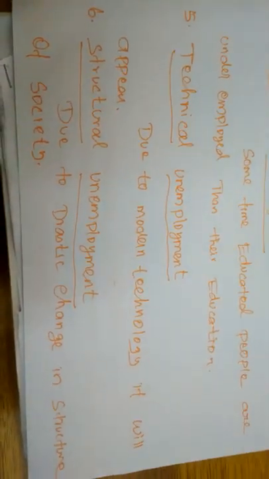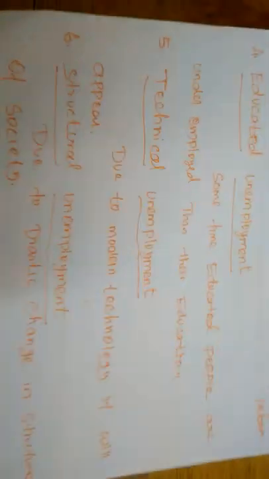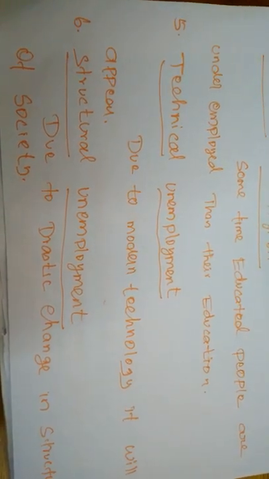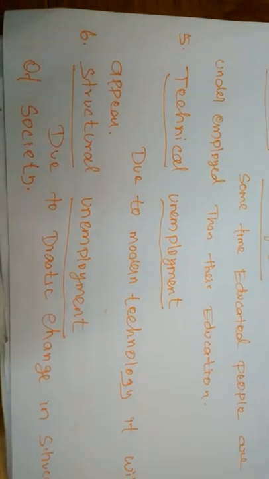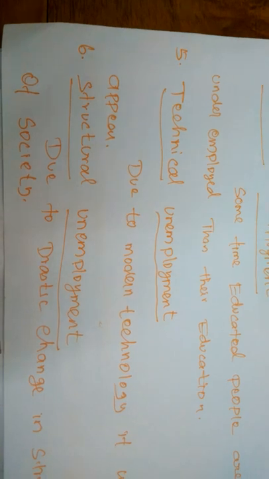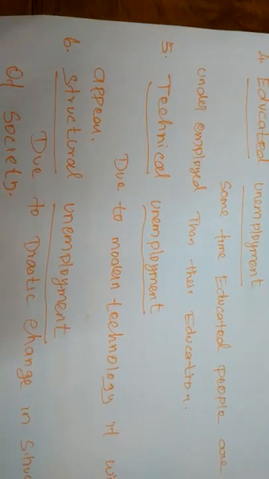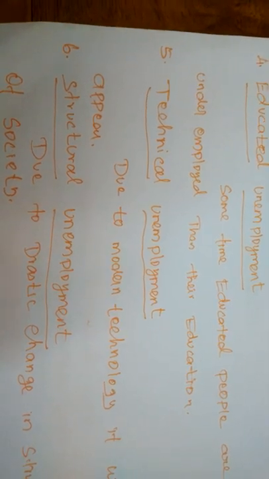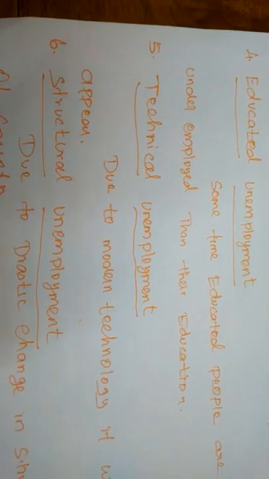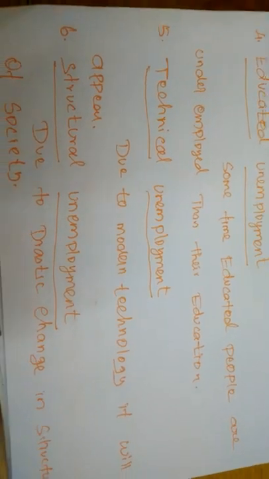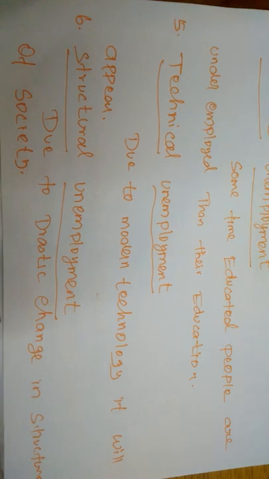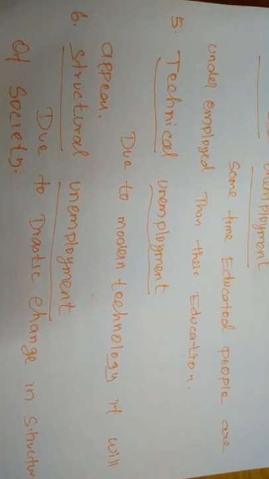Next is structural unemployment. Structural unemployment will be created due to a drastic change in the structure of society. Normally, as we have already studied, people's wants differ from time to time, and on that basis the demand for commodities of human beings will also change. That change is called a drastic change. On the basis of the drastic change, the production of some old commodities will be stopped. At that time, those people who were involved in producing those old commodities will lose their employment opportunity. That is called structural unemployment.